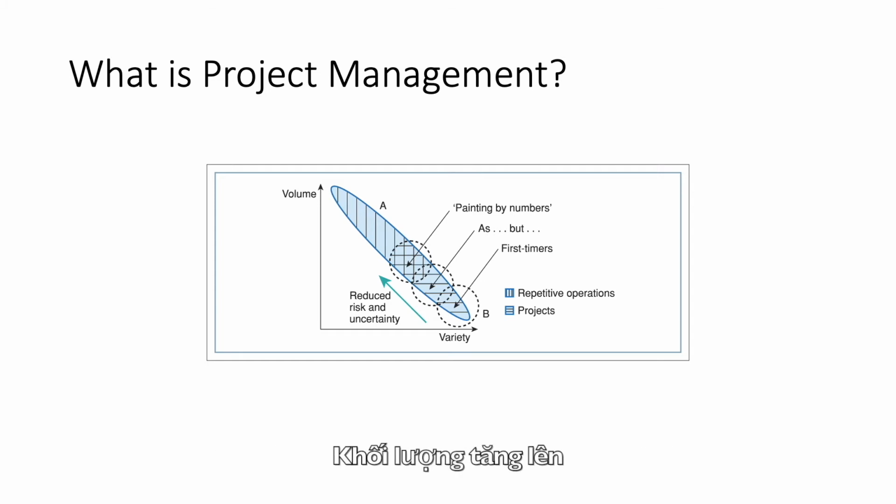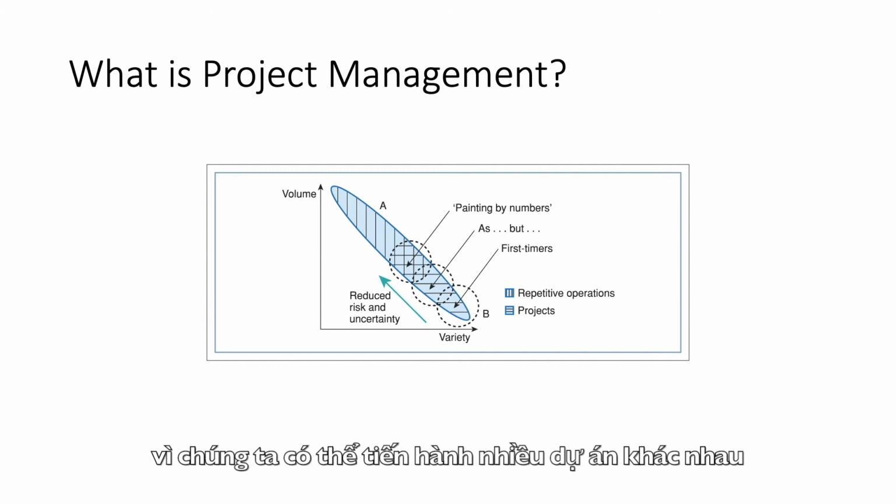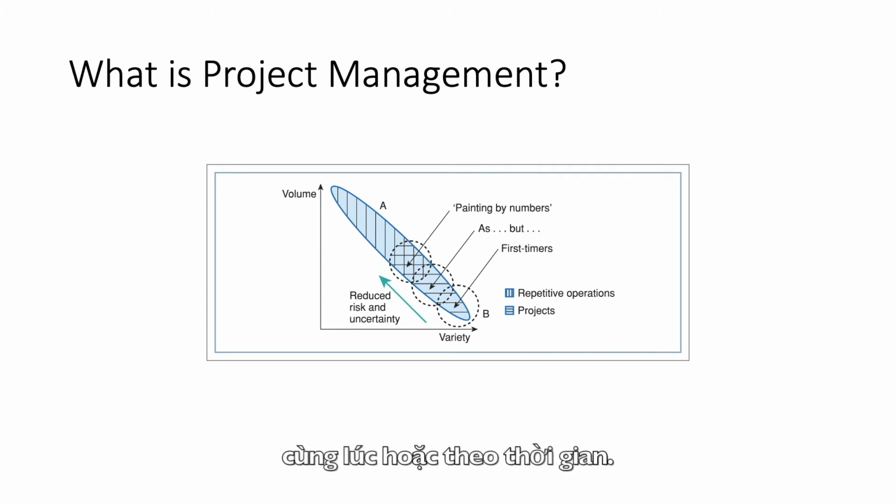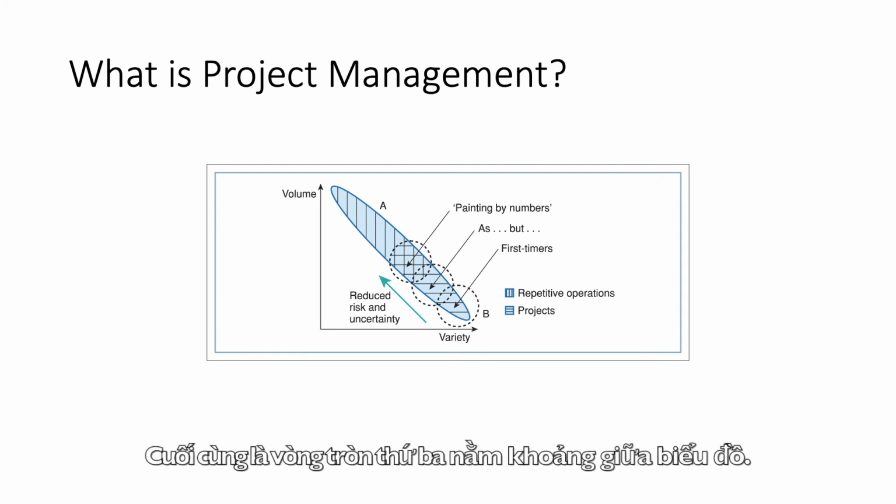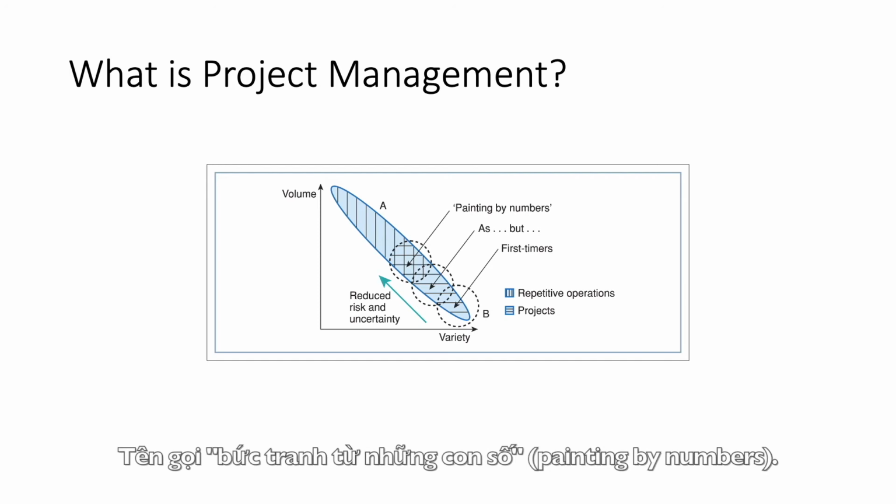This is higher in volume because we could possibly be doing multiple projects over many years or even simultaneously. And then finally, the third circle, roughly in the middle of the plot, says painting by numbers.